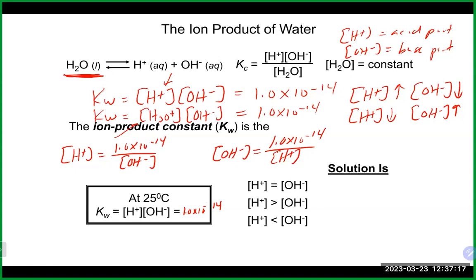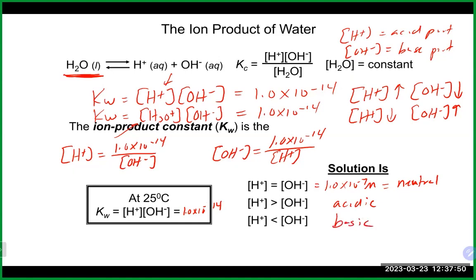And if the H plus equals the OH minus, that means they both will equal 1 times 10 to the minus 7 molar. It is going to be a neutral solution. So the solution will be neutral. If the acid concentration, the H plus concentration, is larger than the OH minus concentration, it will be an acidic solution. And if the OH minus concentration is larger than the H plus concentration, it will be a basic solution.